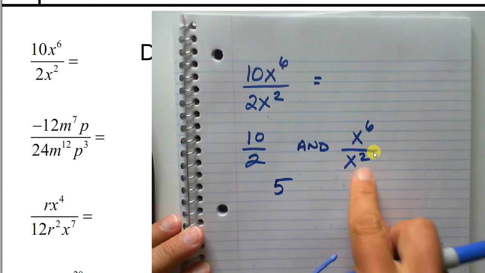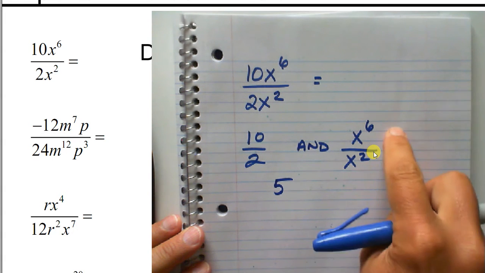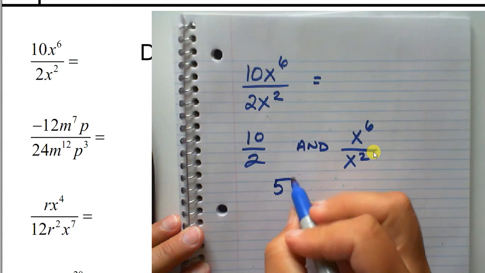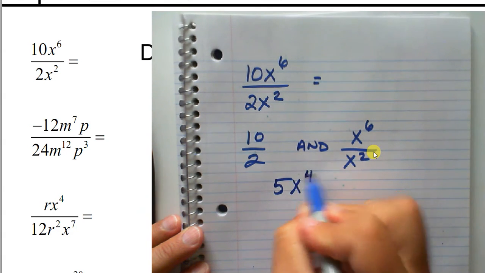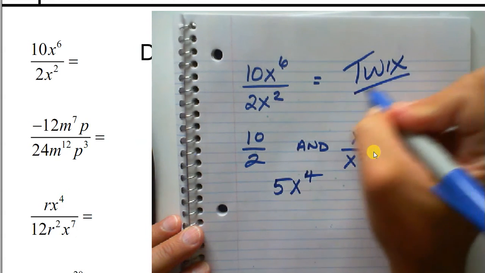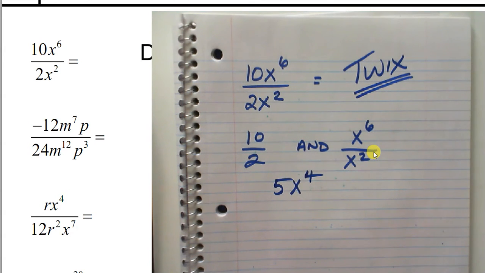X to the 6th over x to the 2nd would be, are there more on the top or the bottom? There are more on the top. How many more? 4. X to the 4th. There you go. Twix problem. And we'll just do some other ones.